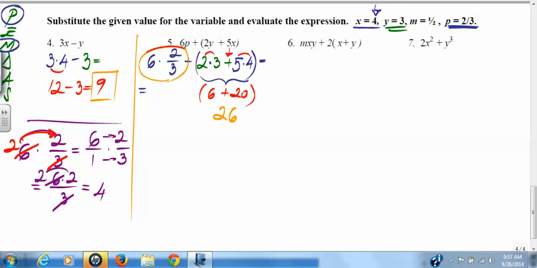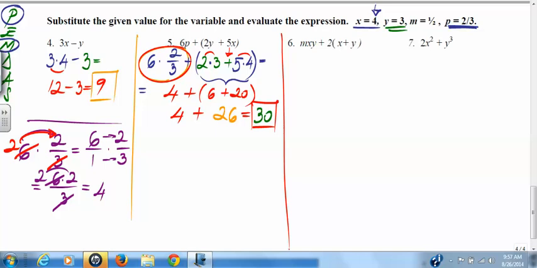So here, the whole thing is nothing else but what? 4, which should be added to my parentheses, which is actually 26. In this way, the answer will be 4 plus 26, which is 30. And we solved this one.